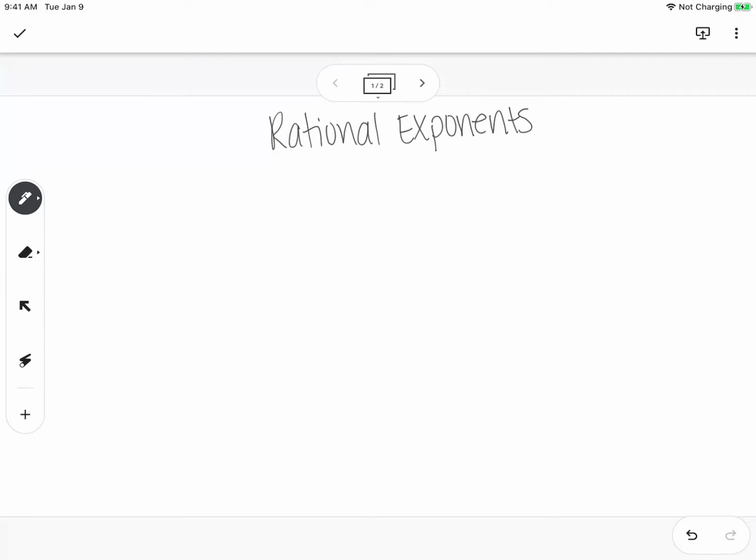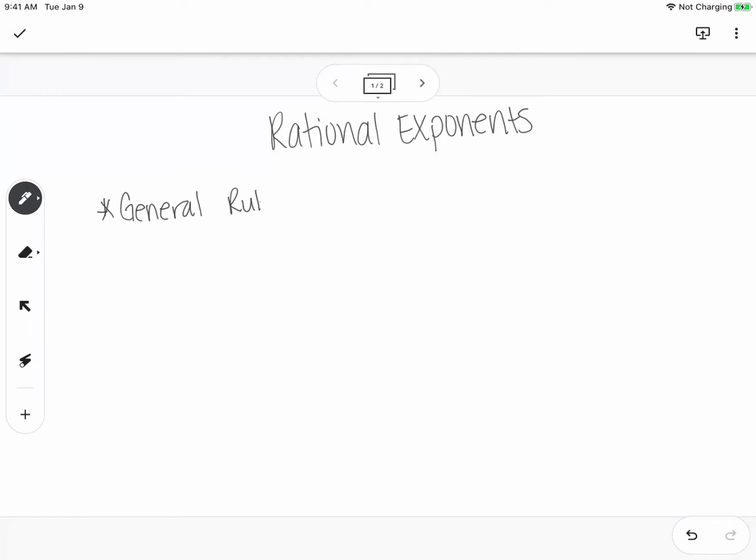Hey guys, today we're going to talk about rational exponents. Rational meaning it can be a fraction, so all the exponent rules that you learned in your last math class still apply when you're dealing with rational exponents. And we'll look at that in just a minute. But I want us to look at the general rule for rational exponents.